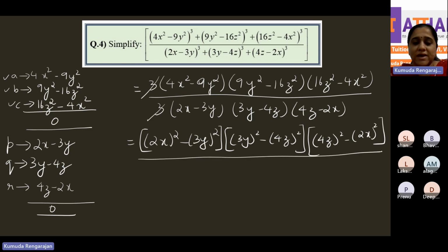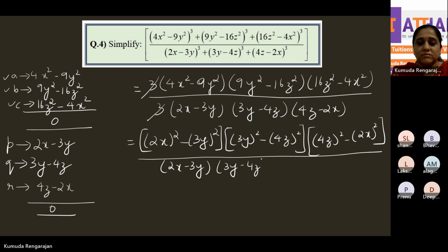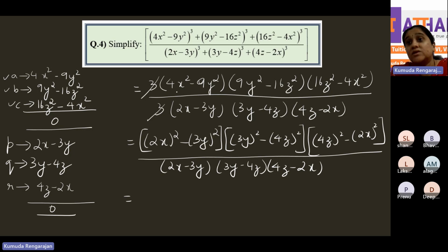Divided by the denominator as it is. Denominator as it is. Now a square minus b square. See, if you've done it like this, 4x square minus 9y square, if you've taken that itself as a square minus b square, and if you've written 4x plus 9y into 4x minus 9y, that's wrong. Have you done that?